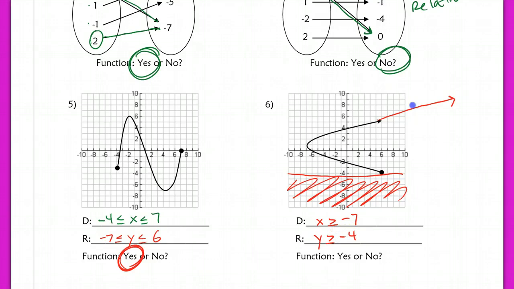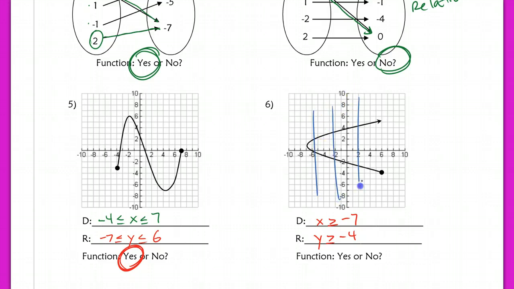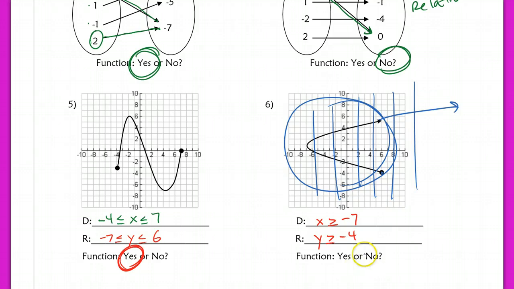Now when you ask if this is a function, if this passes the vertical line test, then it's a function. But no matter where you draw your line, you're going to always intersect here twice, except for, I guess, over here because this is stopping. But within here, this is not a function. Okay? So this is just a relation.